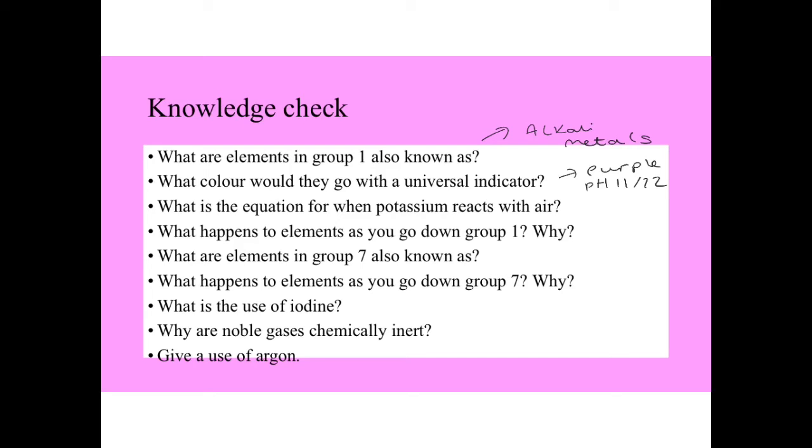What is the equation for potassium reacting with the air? The potassium is reacting with the oxygen in the air. So it is potassium plus oxygen makes potassium oxide.